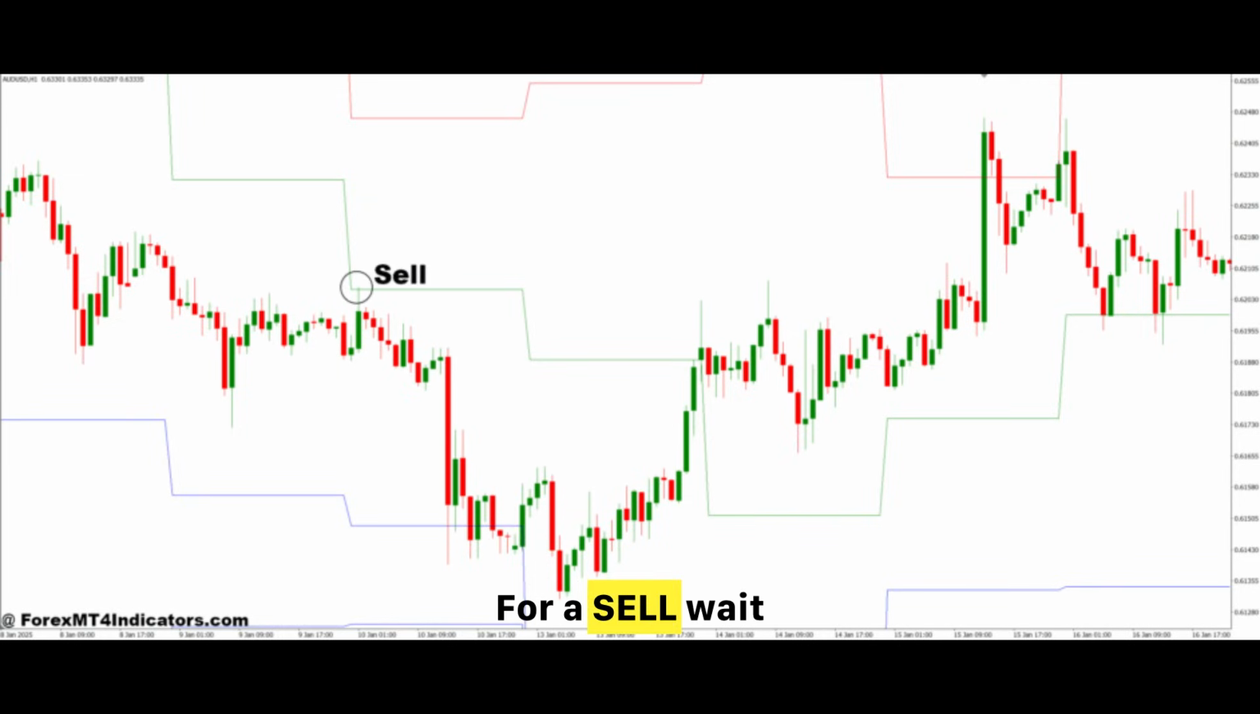For a sell, wait for price to test a resistance level like R1 or R2. Look for a rejection like a shooting star or bearish engulfing candle. Confirm with RSI below 70 or a bearish MACD crossover. Enter as price turns downward, stop loss above that resistance, and target the next support level.